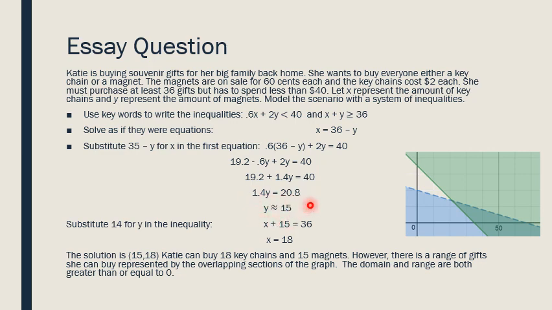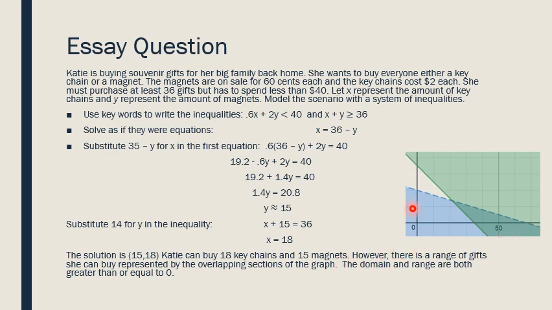So dividing this, I'm not going to get an exact number, but that's okay because she can't buy a piece of a keychain or a piece of a magnet. So I end up with y is approximately equal to 15. If she did buy 15, and we're using y for the keychains, then x plus 15 is 36, so she would buy 18 of the other. So here is one possibility for what she can buy. The solution (15, 18) is definitely in the shaded area here.